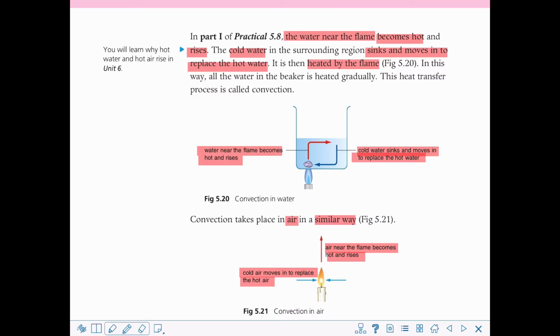And convection takes place in air in a similar way. As you can see in the red arrow, air near the flame becomes hot and rises. Cold air moves in to replace the hot air as shown in the blue arrow here. In daily life, you will experience wind. The wind is caused by the temperature difference between the land and the sea.